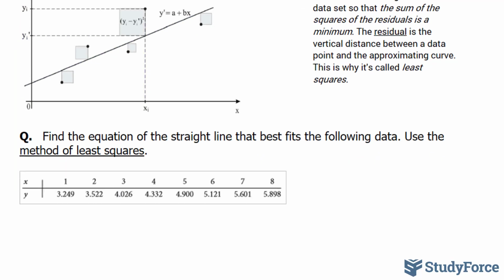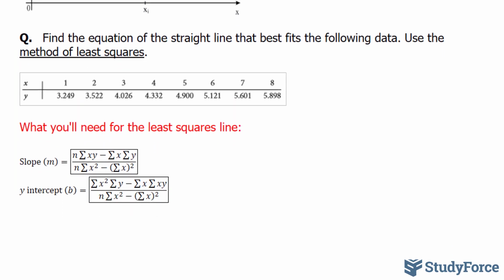The question reads, find the equation of the straight line that best fits the following data. Use the method of least squares. What you'll need to be successful in creating this equation are these two formulas. And what you need to do is organize your data into a 4-column table.